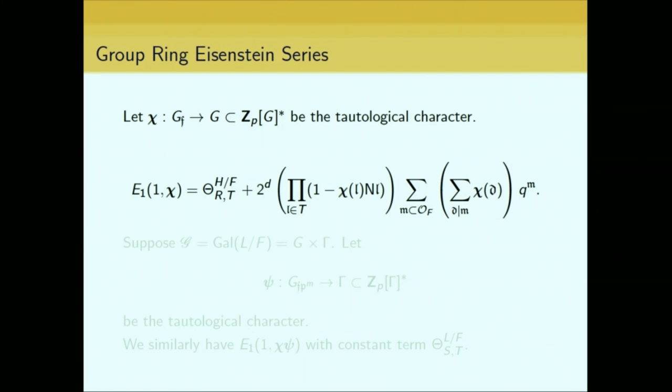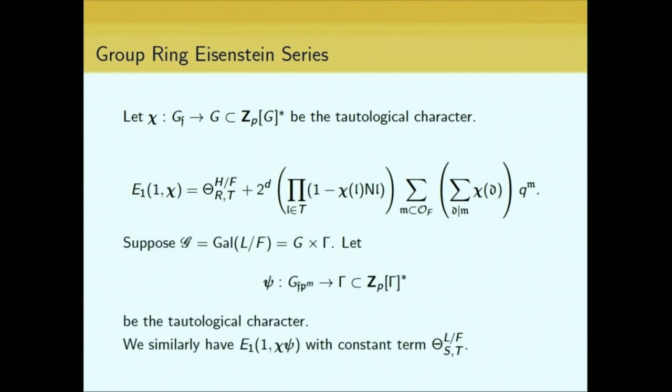Okay? So because of this smoothing at t, you have to have this weird factor. And because I want to make it integral, I clear the denominator of 2 to the d that usually is in the denominator here. But this is just the usual Eisenstein series, E1 of 1 chi.